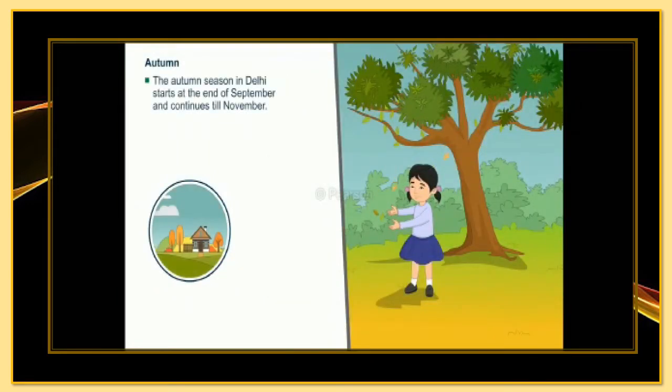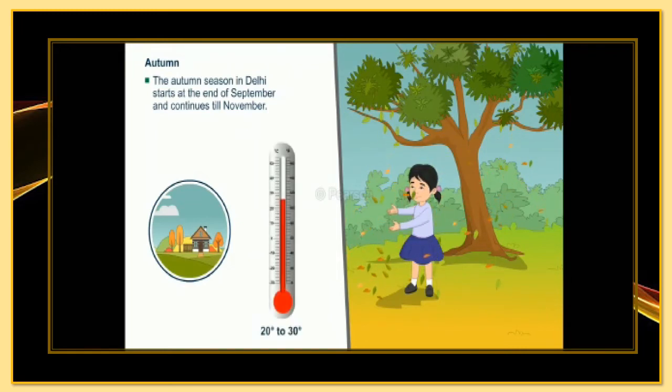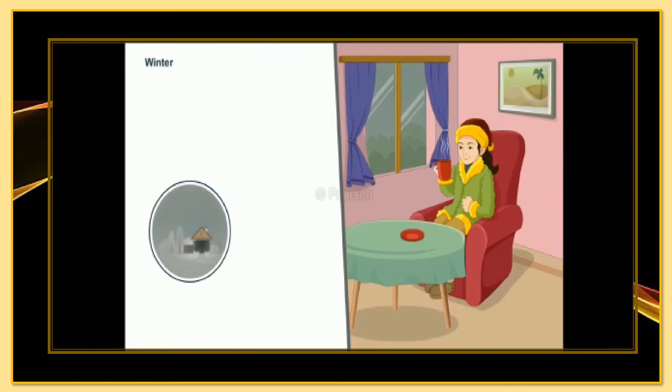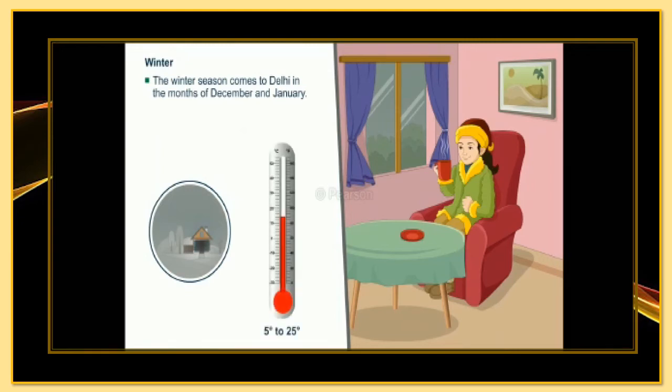The autumn season in Delhi starts at the end of September and continues till November. The average temperature during autumn is 20 degrees to 30 degrees and the climate is pleasant. The people of Delhi wear cotton and light woolen material dresses during this season. Next comes winter. The winter season comes to Delhi in the months of December and January. The average temperature is 5 degrees to 25 degrees. The climate during winter is very cool and the people wear woolen clothes and body warmers.